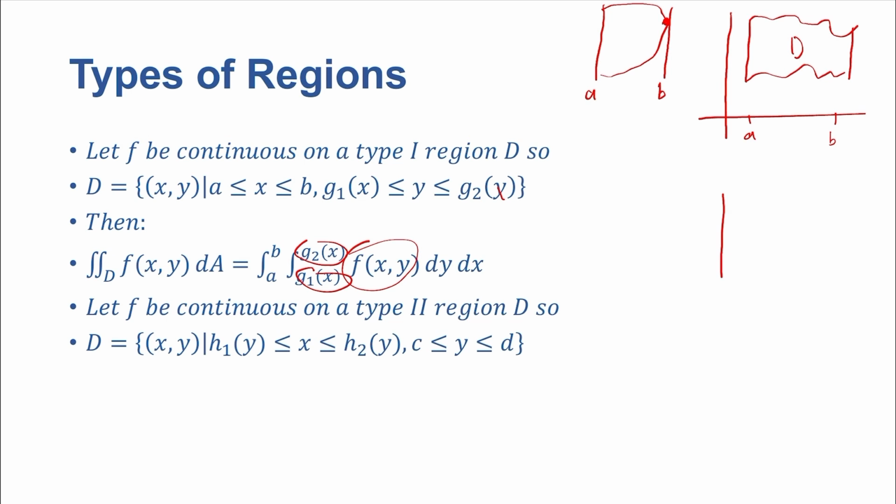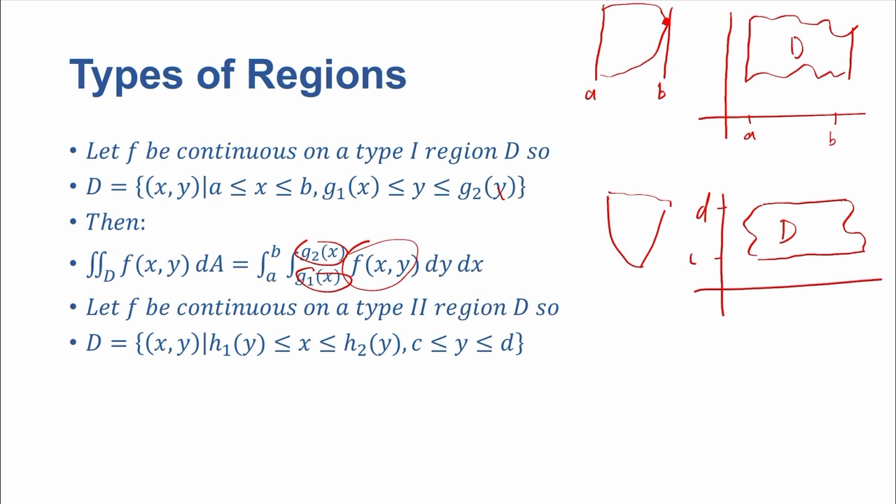In this case, we would have d here and c here, and then these would be flat, and then these would be functions of y that model our x bounds. So integrate right to left, and then this would be our domain D. And of course we would have the analog. We could have something that looks like a parabola, and then here would be d, and there would be c. It should still make sense.